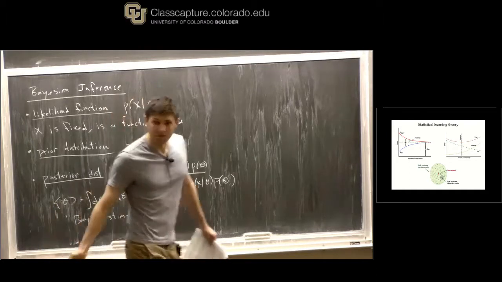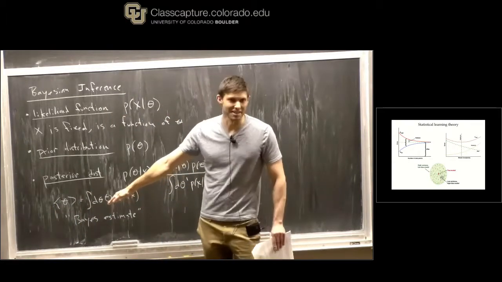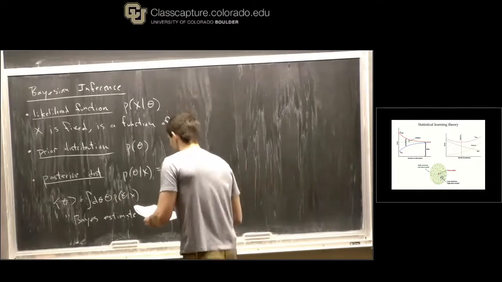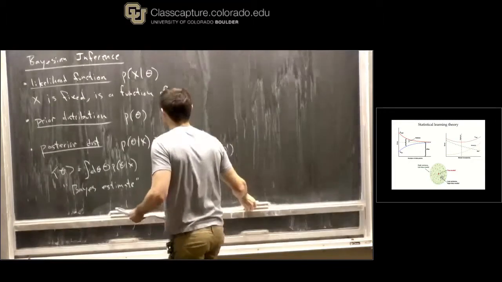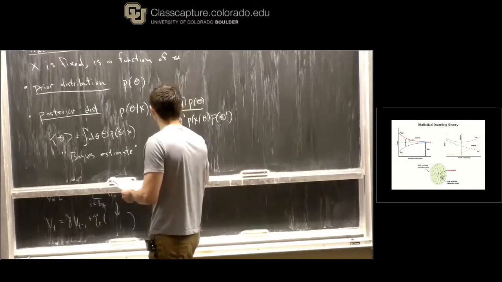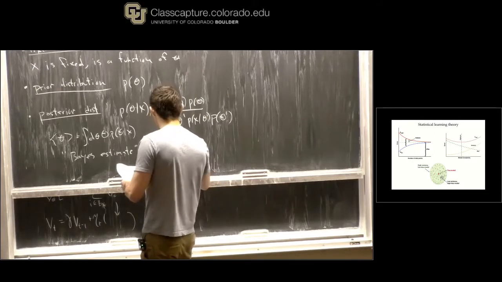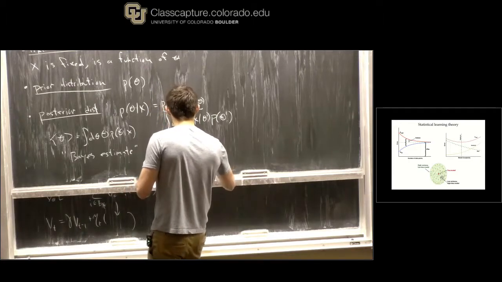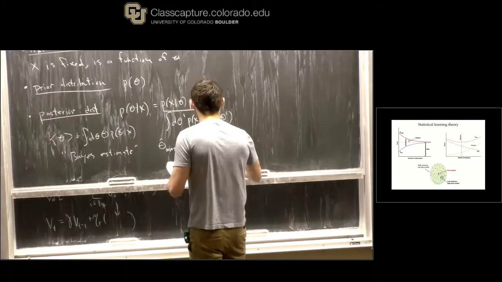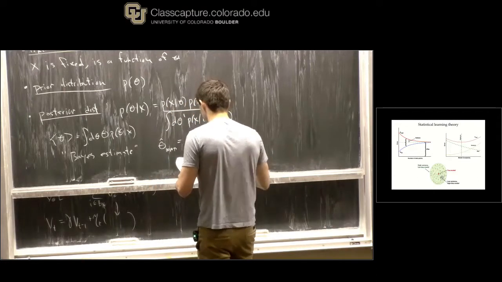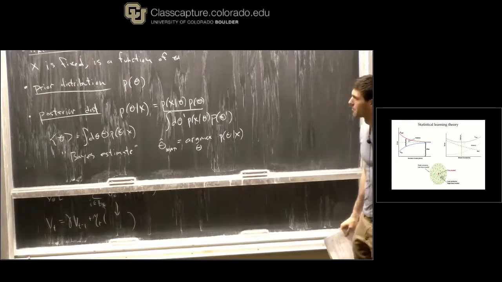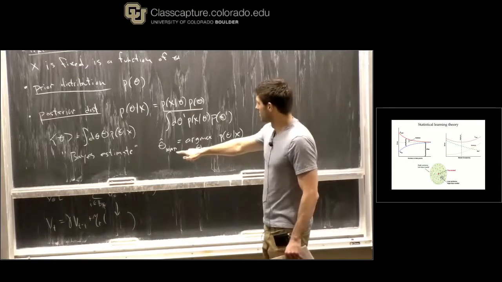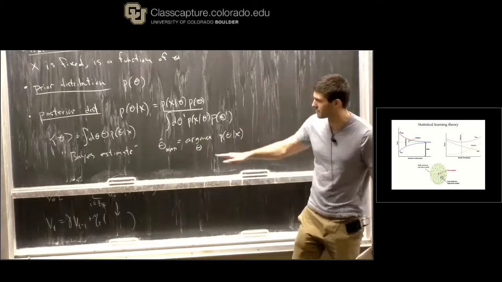But this is problematic still because I still have to do an integral over theta. So maybe this is not the best single number to output. The other thing that you can do is take the argmax over theta of p of theta given x. And this is called the maximum a posteriori estimate.